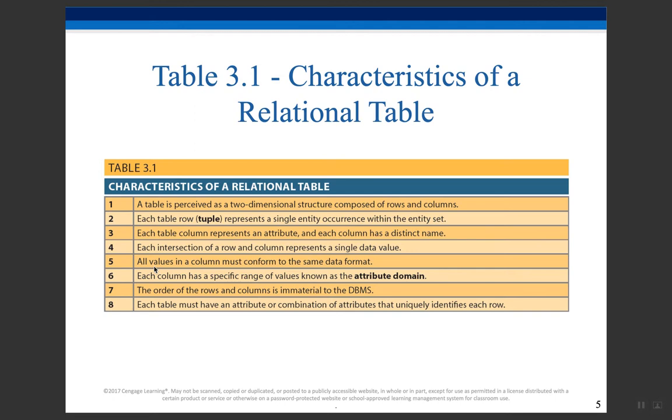The order of the rows and the columns in a table is immaterial. The thing we talked about with file systems, this dependency of structure or where things are at, we've basically broken that, or eliminated it. And last but not least, every table has to have a field or a combination of fields that will uniquely identify each row. So every row has to have at least one column that makes it unique.